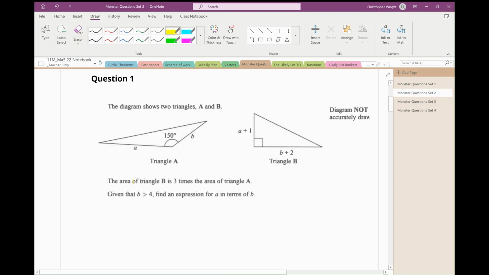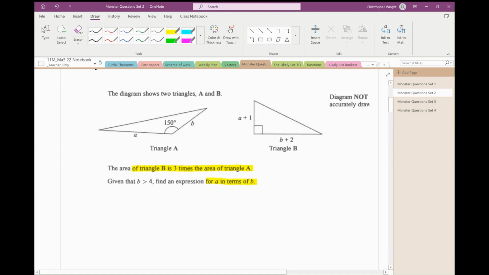Question 1. The diagram shows two triangles, A and B. The area of triangle B is 3 times the area of triangle A. Given that B is greater than 4, find an expression for A in terms of B.